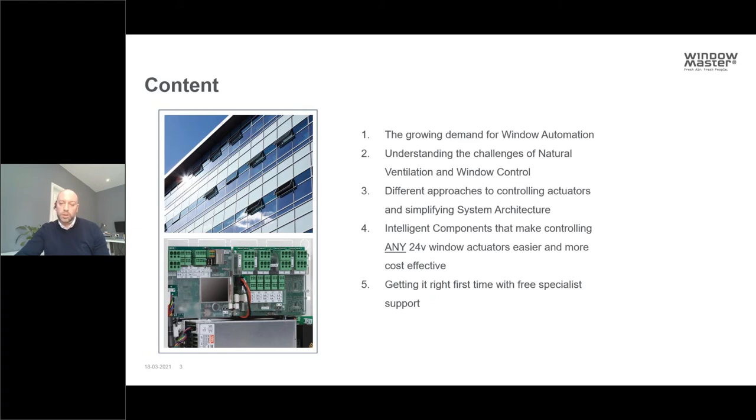So we're going to take a quick look at the growing demand for window automation. We'll have a quick look at some of the common challenges as well that I'm sure some of you will be familiar with, and the different approaches to controlling actuators. We'll take a look at the traditional system architecture, and then ways in which we can incorporate intelligent components to make that easier, that are compatible with any 24-volt DC window actuators, and can help achieve cost savings as well. And then of course we'll have a quick look at specialist input that we can offer to make that process all the easier to achieve the right results first time.